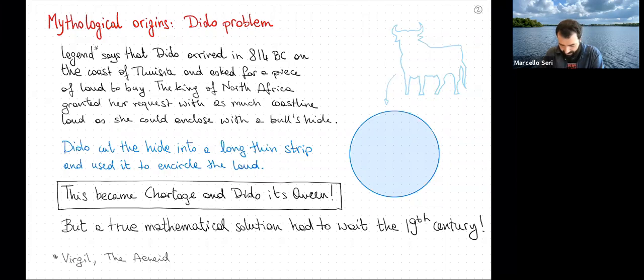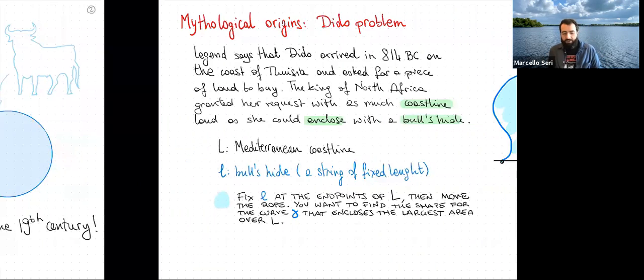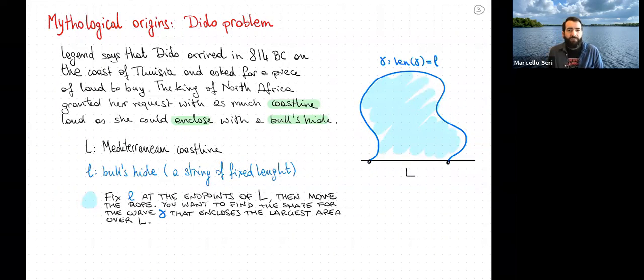And so the problem of finding the curve that optimized the area in that case was solved a long time ago, but this mathematical formalization had to wait a few thousand years. And so this is what we're going to do now. Let's try to put some mathematics into the problem.